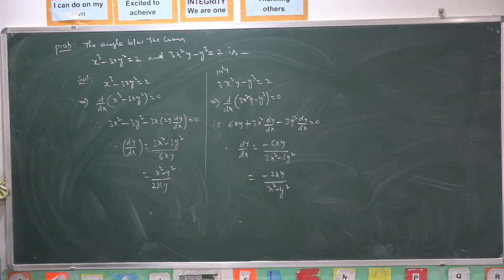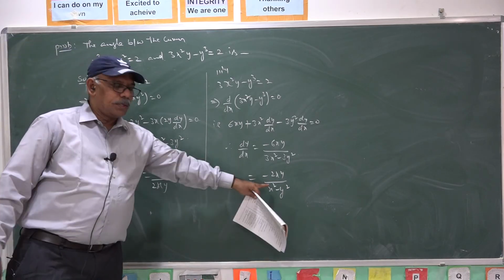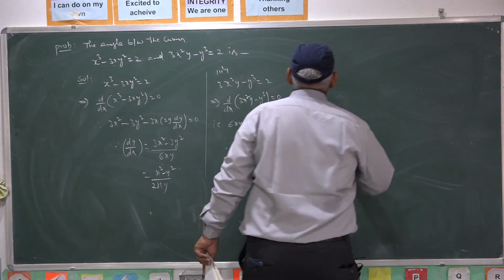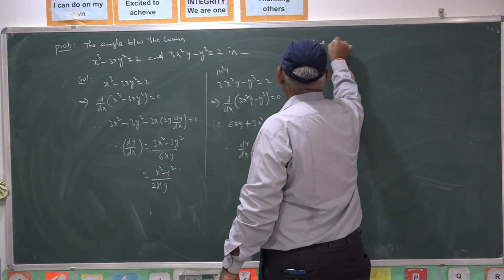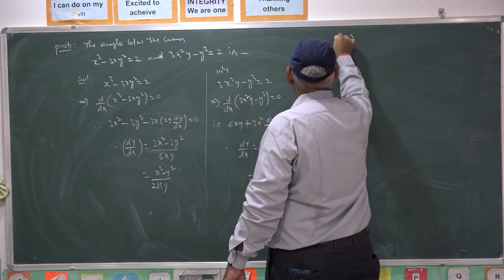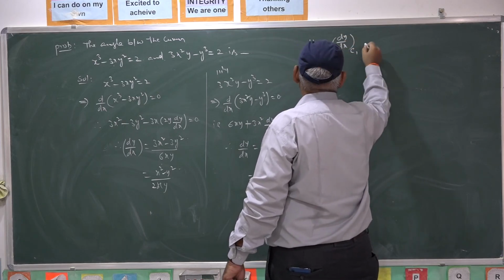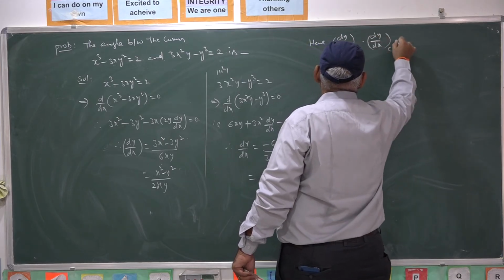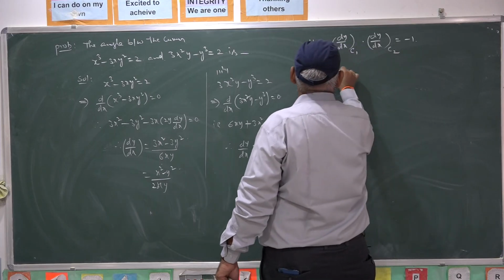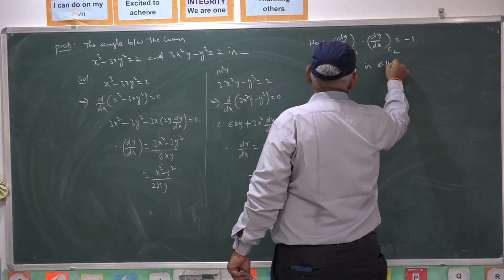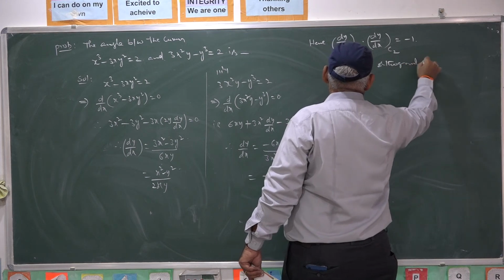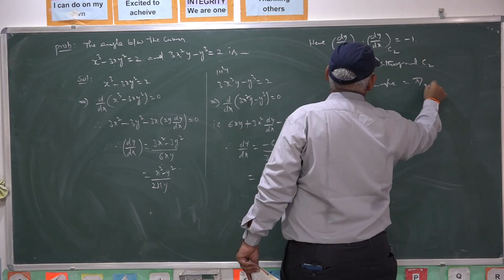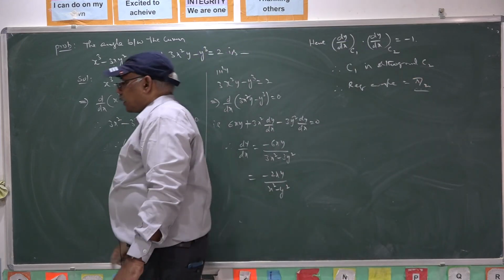Now, clearly, the product of these two is minus 1. So, therefore, here dy by dx of curve 1 C1 into dy by dx from curve 2 is minus 1. Hence, C1 is orthogonal to C2. Therefore, the required angle is 90. The angle between the curves is 90 clearly.